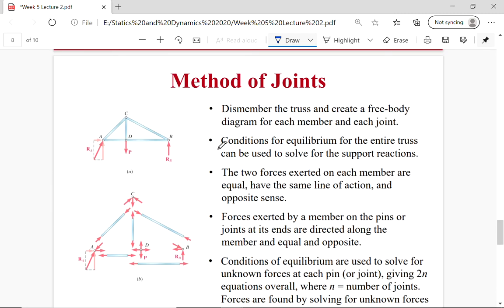How do I analyze trusses? One method for analyzing them is called the method of joints, in which you dismember the truss into all of its individual members. Number 1, this is member AC, this is member DC, etc. And I then use my conditions of equilibrium for the entire truss to solve for the support reactions.